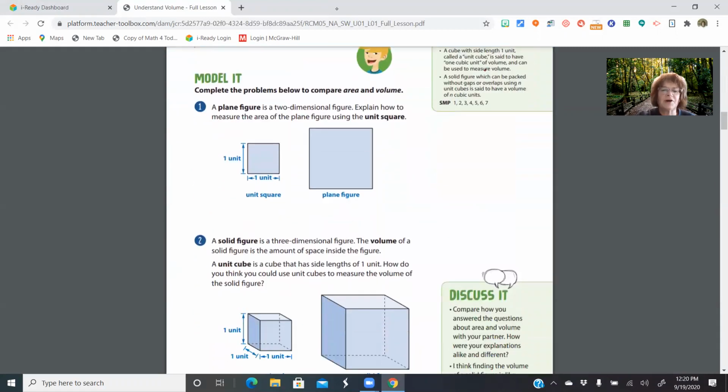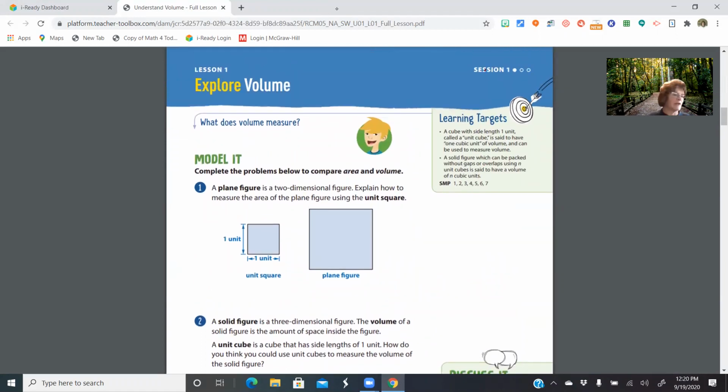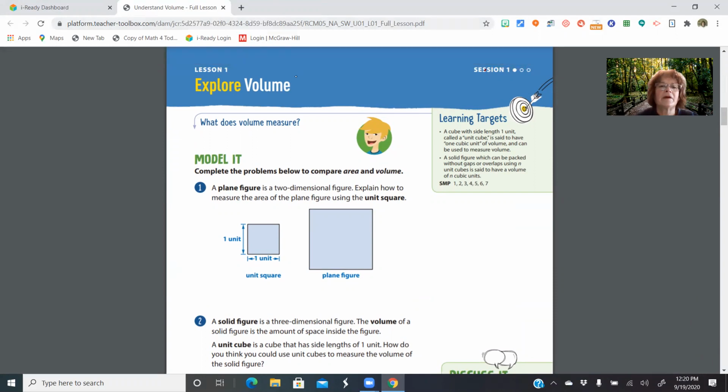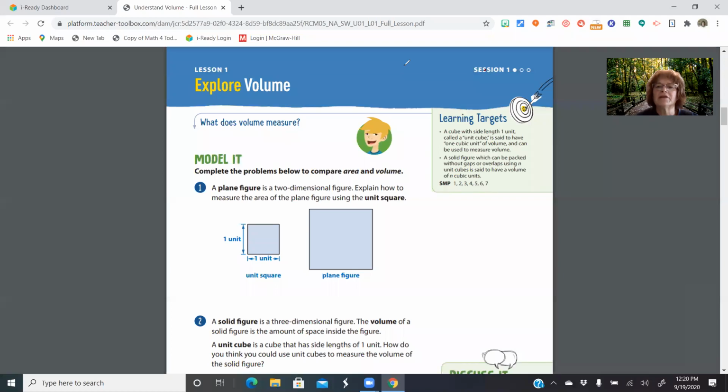Now in your workbook, let's go to page 5. Explore volume. All right. First, let me get my annotation ready. I might change colors just to mix it up a little bit. Let's go with some blue. Okay, complete the problems below to compare area and volume. Okay, these are the 2 words that are going to be very important for this whole unit on area and volume.